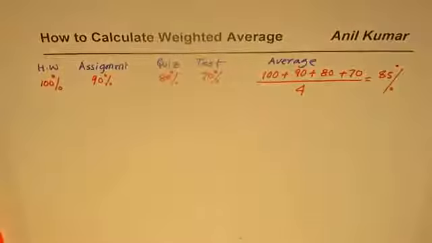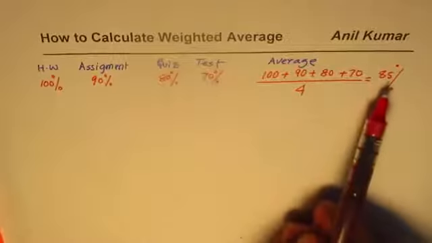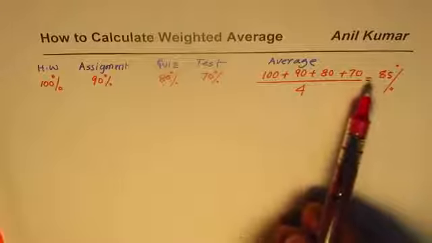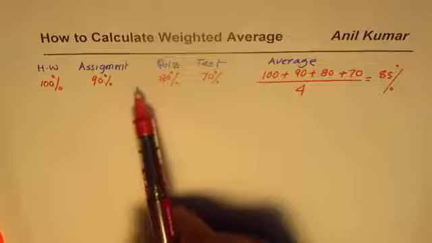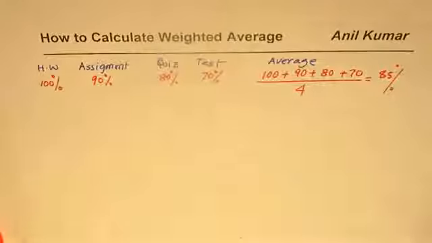So 85% is the average, and you can clearly see that this average 85 is kind of in the center. Do you see that? So it's kind of somewhere here, 85%. This happens when all these tests, homeworks or assignments are at par, right? So they have the same weight. But normally you'll find they don't have the same weight.